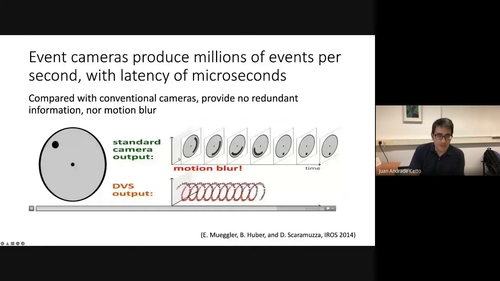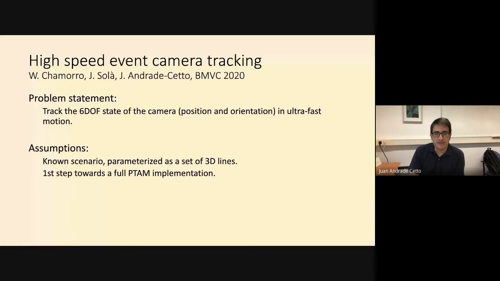The first of these works is high-speed event camera tracking. The idea is to track the 6 degrees of freedom of the camera, its position and orientation, when you have very fast motion. And the assumption is that you know the scenario. That is, you have a set of 3D lines whose geometry you know in the world. Our scenario is 1 cubic meter, in which we have 3D lines, and we're using a Davis 240C camera.